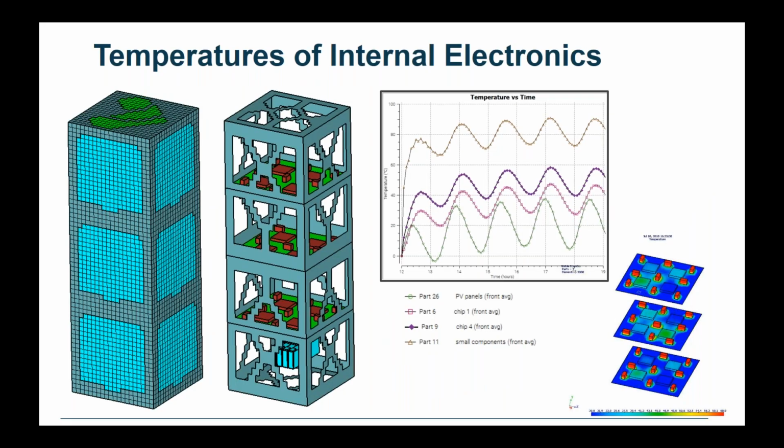So we can predict the temperature of these different internal components over time. The graph there shows temperature oscillation during multiple successive orbits around the Earth, and the animation at the lower right is showing temperature oscillation of those different components over time. So these are the sorts of things that can be computed and visualized.